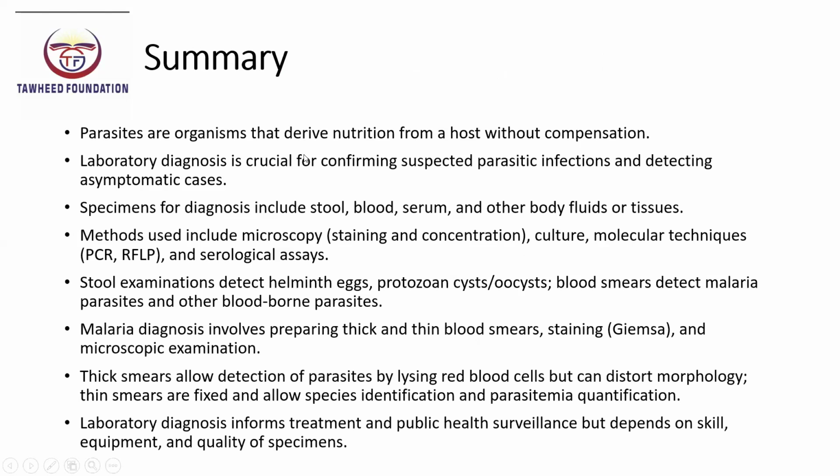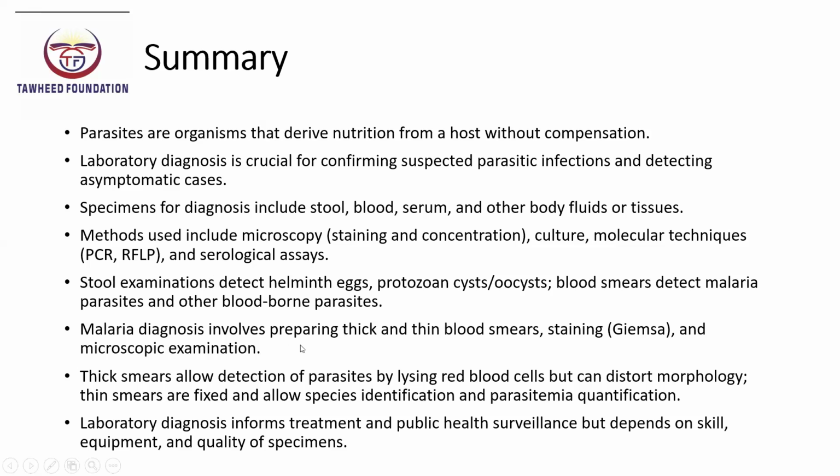Summary for lab diagnosis of parasites. Parasites are organisms that derive nutrition from a host without compensation. Laboratory diagnosis is crucial for confirming suspected parasitic infections and detecting asymptomatic cases. Specimens for diagnosis include stool, blood, serum, and other body fluids or tissues. Methods used include microscopy, which involves staining and concentration, culture, molecular techniques like PCR, restriction fragment length polymorphism, and serological assays. Stool examination detects helminth eggs, protozoan cysts, and oocysts. Blood smears detect malaria parasites and other bloodborne parasites.